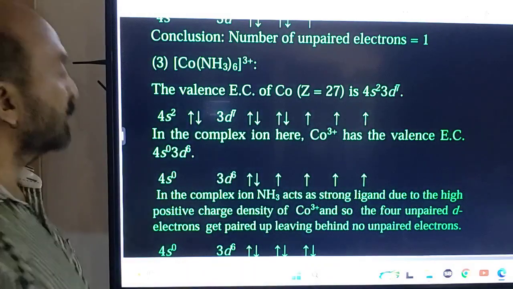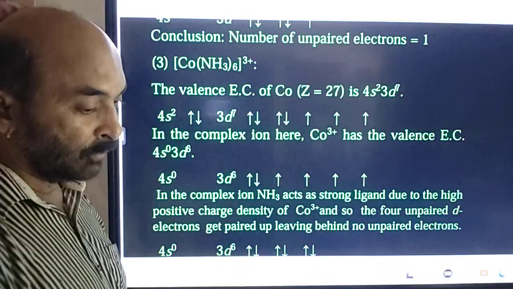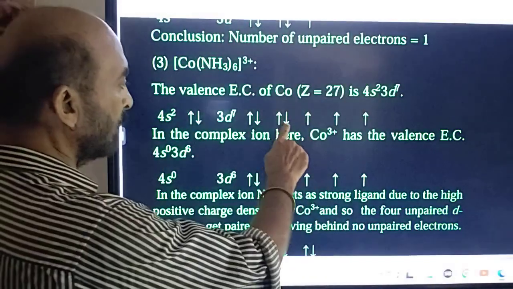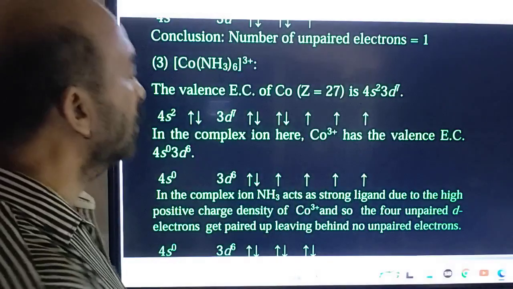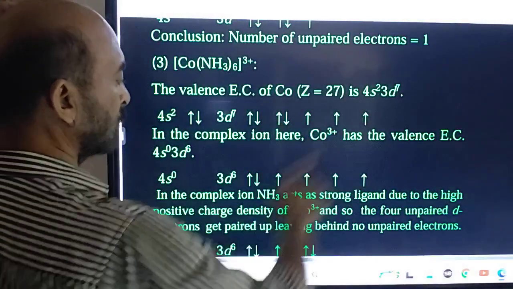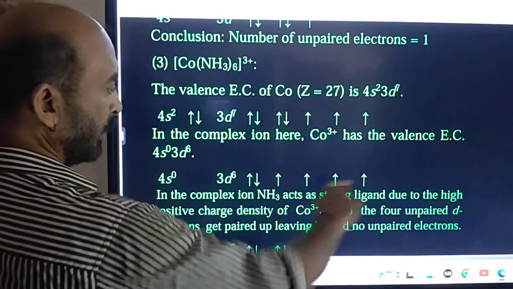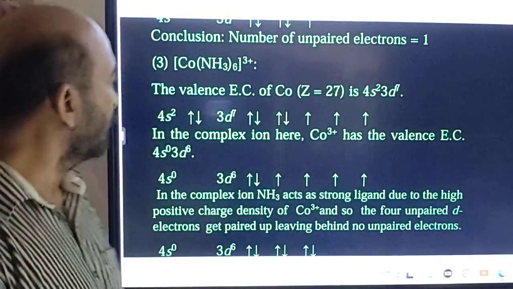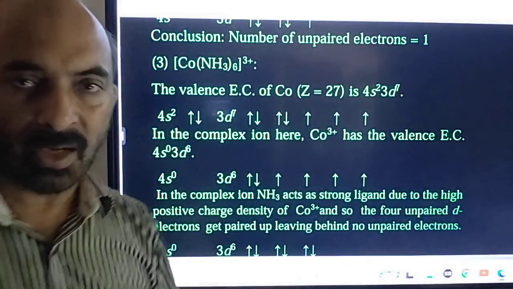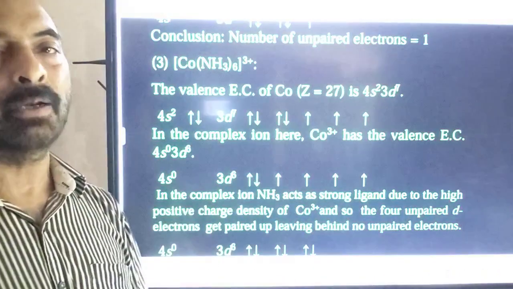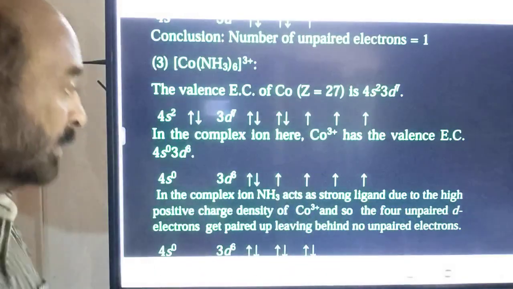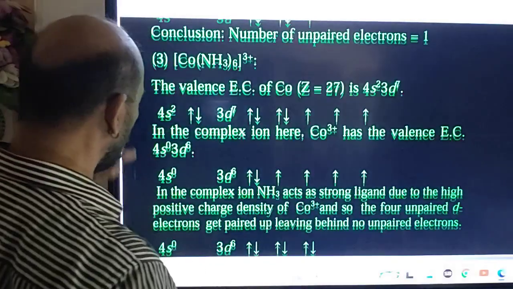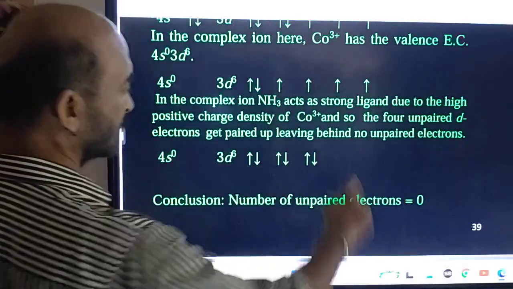Again, it must get converted to Co3+, for which 3 electrons must be removed. These 2 will be removed, and 1 from here also will be removed. So 4 unpaired electrons will result like this. For the time being, there are no vacant orbitals, but ammonia, acting as a strong ligand here, will force the electrons to pair up to create vacancies. Then these 2 will get promoted over here, so that the new configuration will change to this.